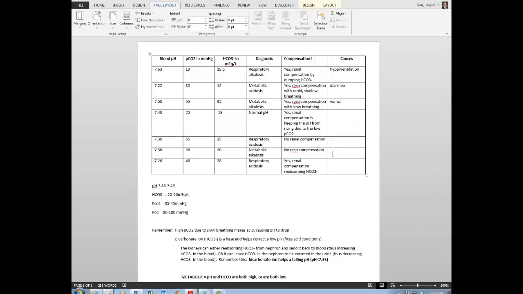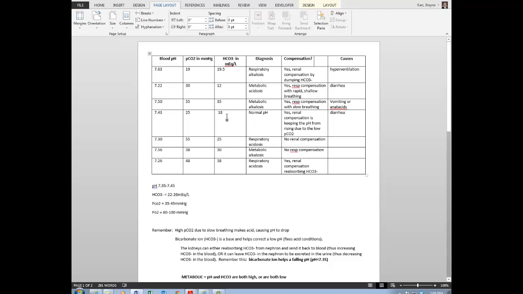So here we have normal pH, but the lungs are compensating due to that low bicarbonate ion. So what would cause a low bicarbonate ion? It's hard to say. It could be, again, due to diarrhea, because we lose bicarbonate ion through the digestive tract with diarrhea. That could be a cause.